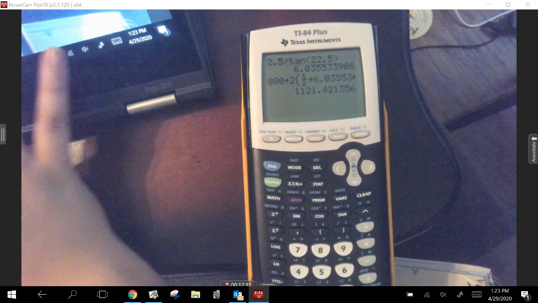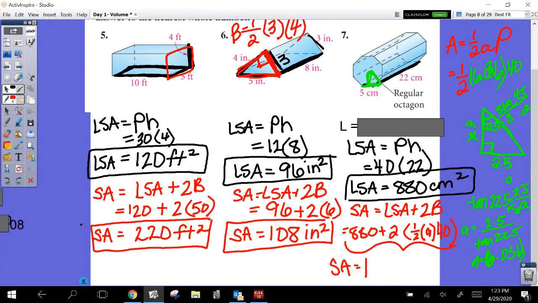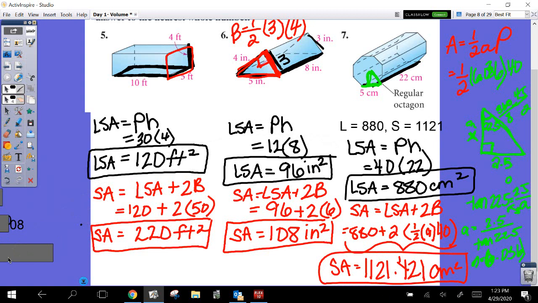Okay. So 1,121.421. So let's write that in. 1121.421. And then it's going to be centimeters squared. Okay. Let's see if we did that right. There we go. Whew, that last one was a lot. I will expect y'all to only see that once or twice.